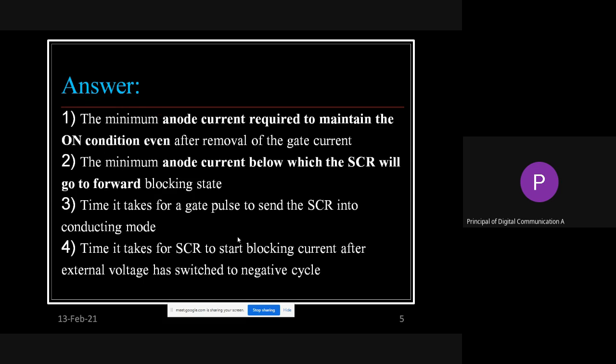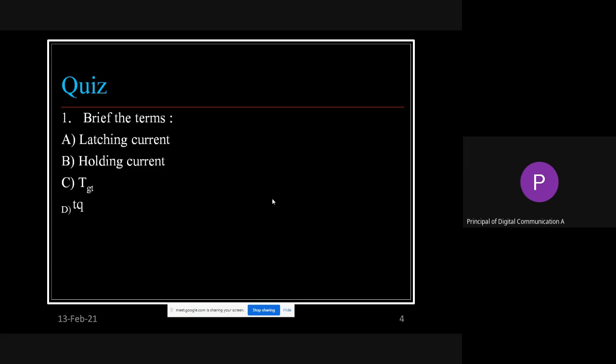What we discussed yesterday, the latching current, is nothing but the minimum anode current required to maintain the on condition of SCR. म्हणजे SCR ऑन कधी होतं, तर एक तर ॲनोड टू कॅथोड व्होल्टेज त्याला फॉरवर्ड बायस केलं पाहिजे, आणि प्लस गेट करंट दिला पाहिजे, आणि नंतर गेट करंट तुम्ही काढून घेऊ शकता. पण एकदा SCR ऑन झाल्यानंतर तो कंटिन्यू राहण्यासाठी जे मिनिमम करंट लागतो, सो दॅट इज नोन ॲज द लॅचिंग करंट.